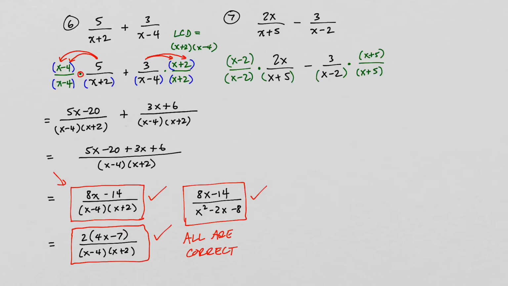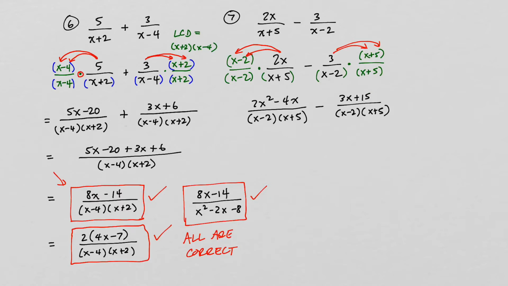And I'm going to do this in one step here. I'm going to multiply this out in the numerator on each of those. And so that gives us 2x squared minus 4x over the denominator, which I am not going to multiply out. Then we have minus, and then here when I distribute, I'm only multiplying the 3 to each of these, not the negative. So it's 3x plus 15 over x minus 2, x plus 5.